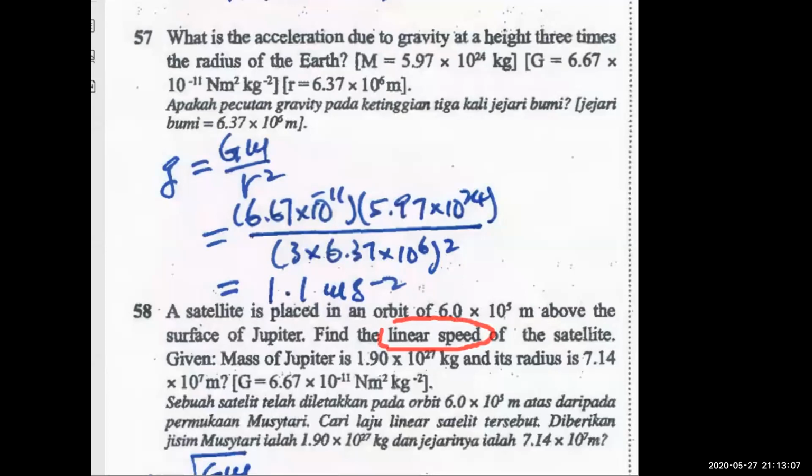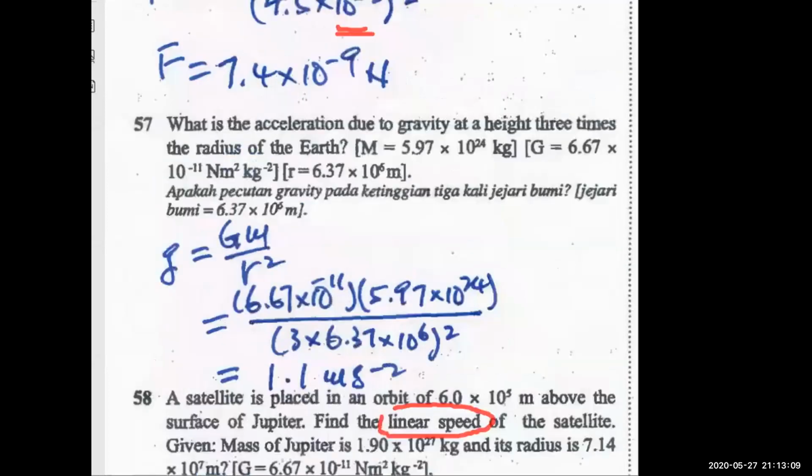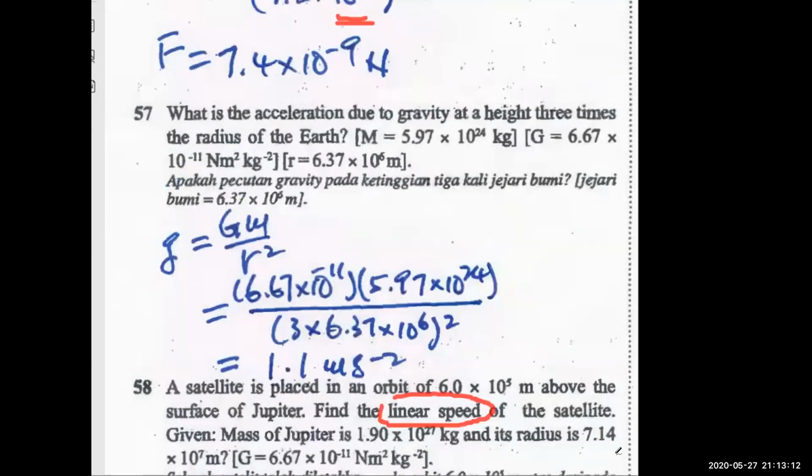V equals the square root over R. Jinghan, can you tell me what formula to find linear speed? Are you there? No sound. Gary, what formula to find linear speed, or we say orbital speed? No answer, no sound. Ong Chao Xiang, please tell me.